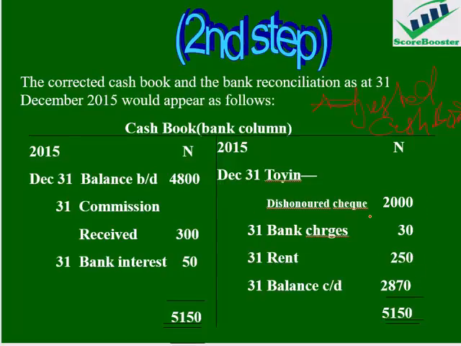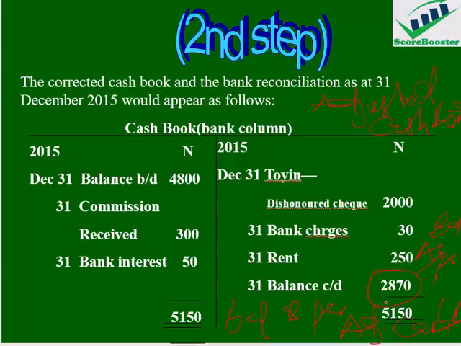So when you add this and you take the balance, you will discover that the balance that will remain is 2,870. We call it balance as per adjusted cash book. So this balance is very, very important. Once you miss it from this point, then you cannot reconcile.